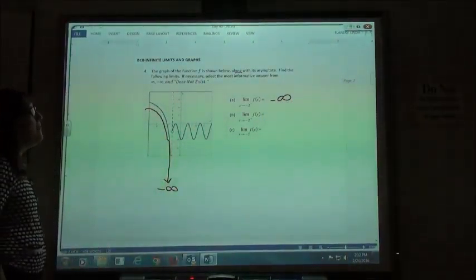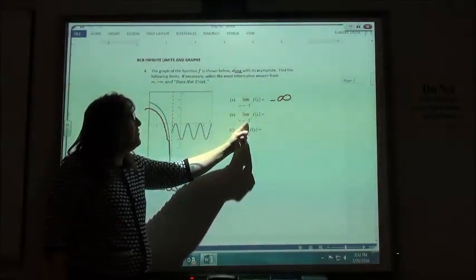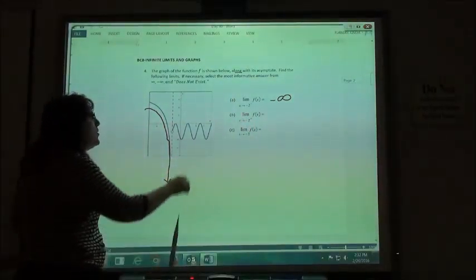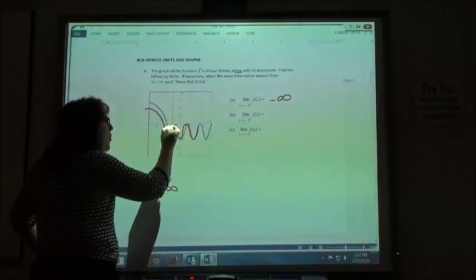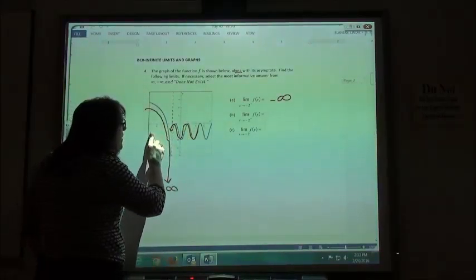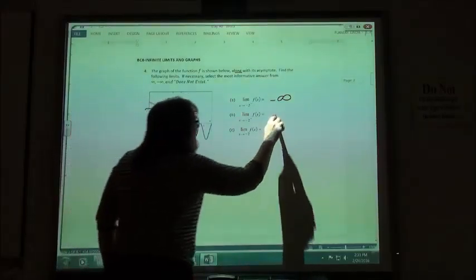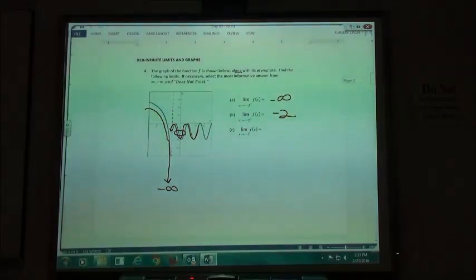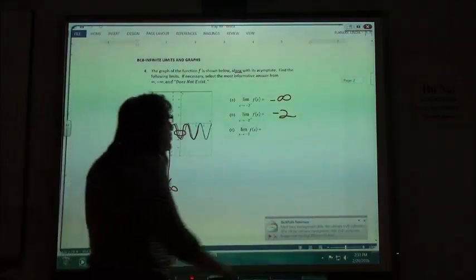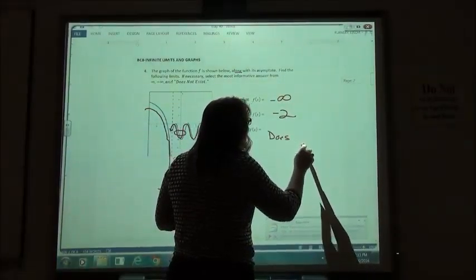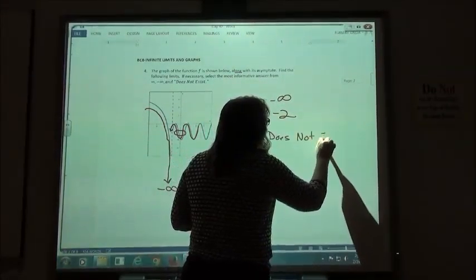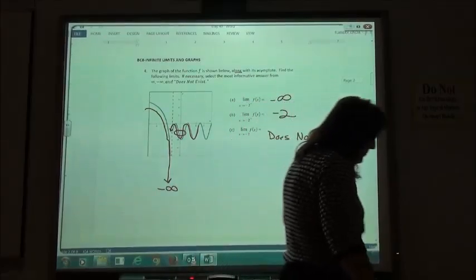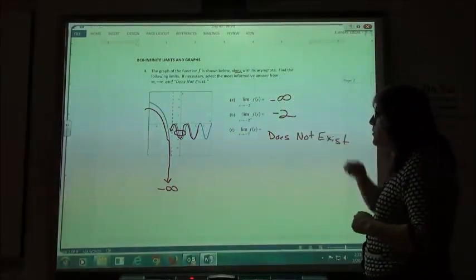If I look at my graph as x approaches negative 2 from the positive direction, in other words, from the right-hand side, my limit stops at negative 2. The y value where I approach would be negative 2. Now in this case, since my limit from the left-hand side is negative infinity and my limit from the right-hand side is negative 2, the limit of my function at negative 2 does not exist. It only exists if both of these came up to the same answer.